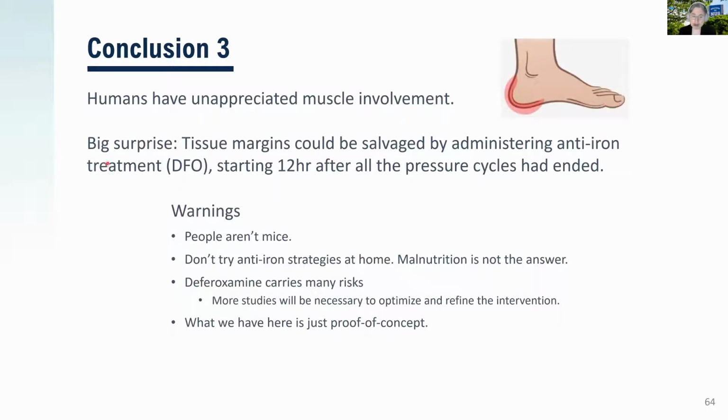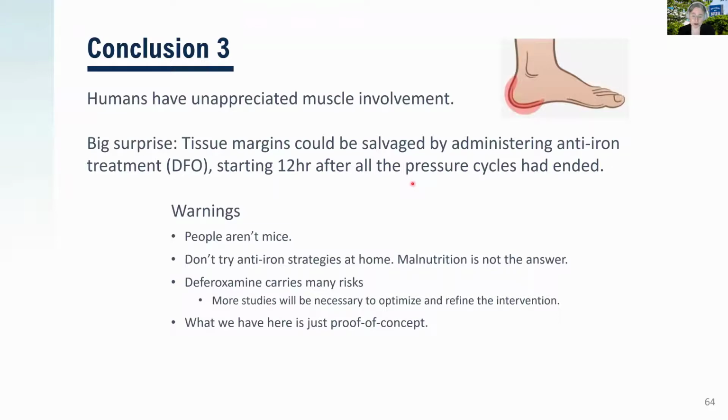A happy surprise was that we could save the tissue margins and get much better tissue viability by administering the anti-iron treatment, even though it didn't even have to. Normally when people talk about preventing injury, it's about preventing problems before the pressure is applied. So this is really innovative because the clinical intervention is after the pressure has been applied.